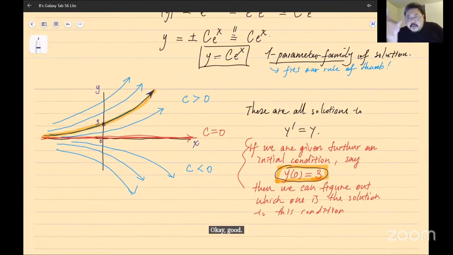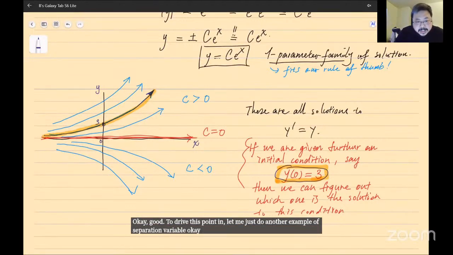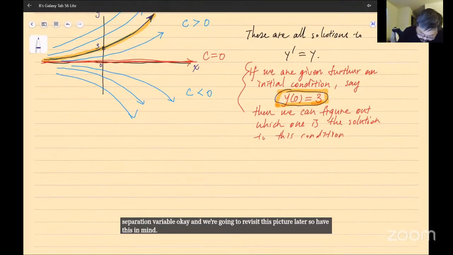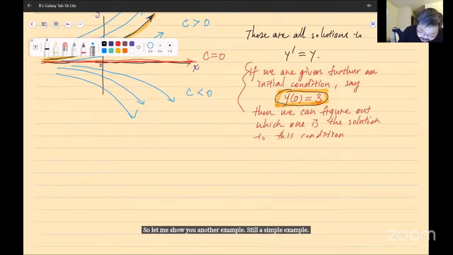To drive this point in, let me just do another example of separation of variables. We're going to revisit this picture later, so have this in mind. So let me show you another example. Again, still a simple example, but they illustrate the point.